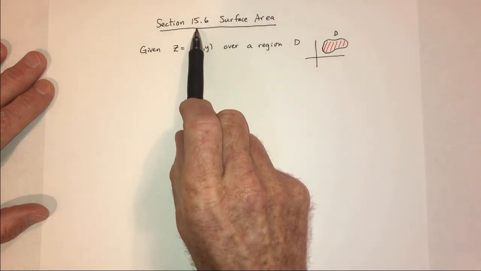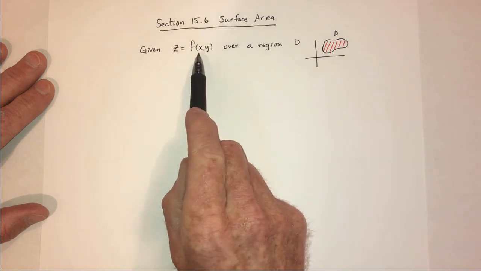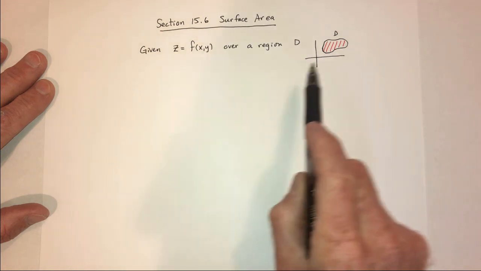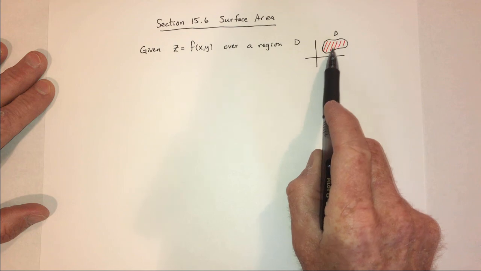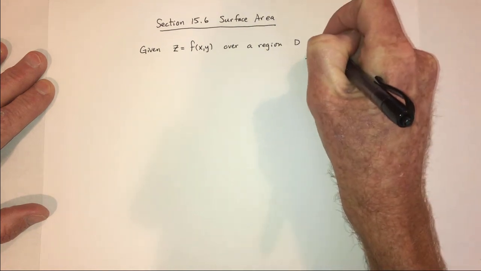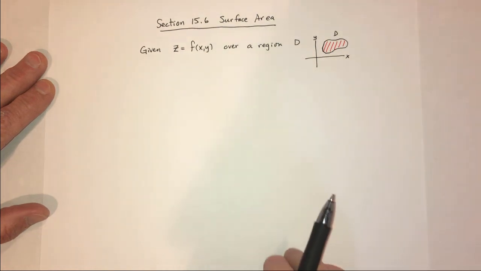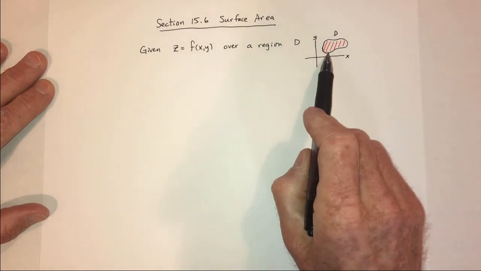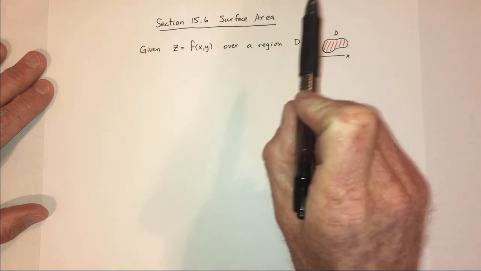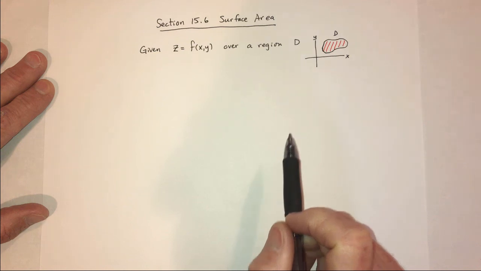Section 15.6, finding surface area. So you've got this three-dimensional function and it's over some region. So this is in the xy plane. And for some reason they call it D instead of R, but it's still a region in the xy plane. And the idea is the function is above it. So it's up here in three-dimensional space.